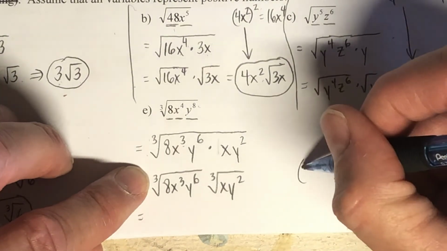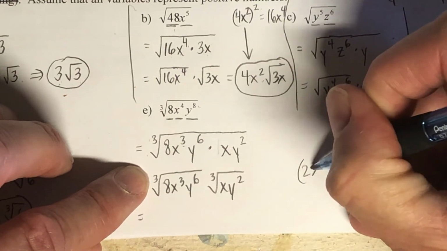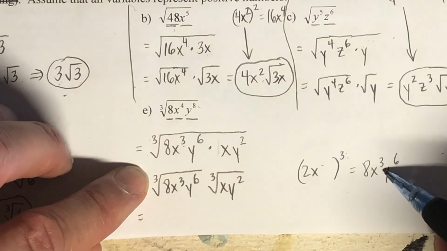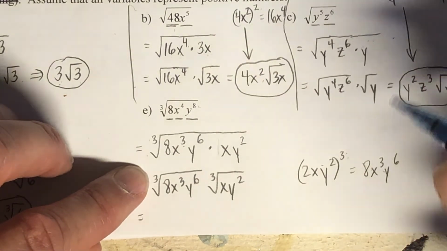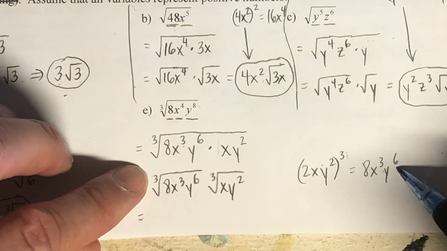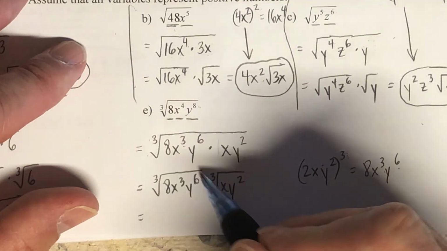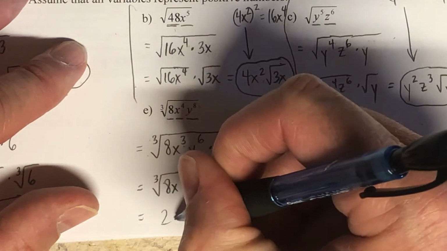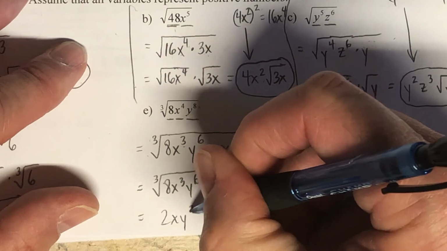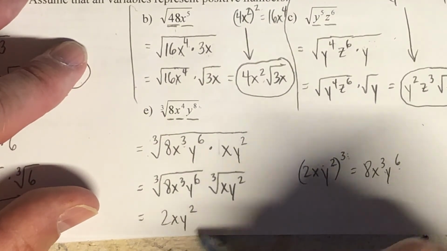That would be 2 to the 3rd is 8. It would be x to the 1st, 1 times 3 is 3. And then it would be y to the 2nd because 2 times 3 is 6. And so the thing that this radical is equal to is 2x y to the 2nd. This radical is equal to just that. The radical is gone now.